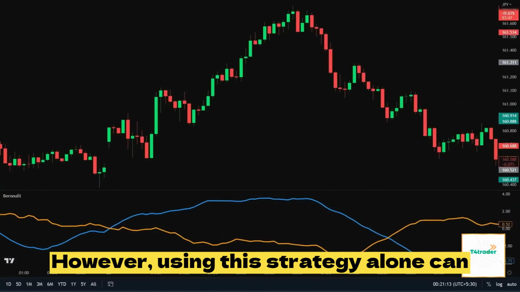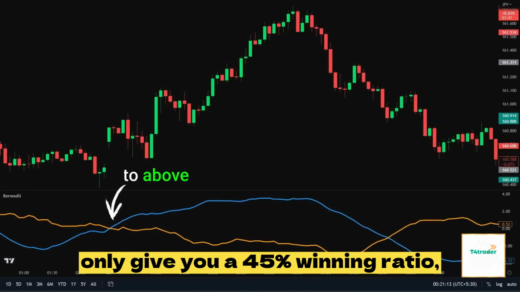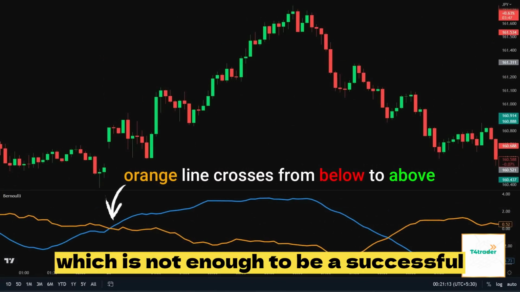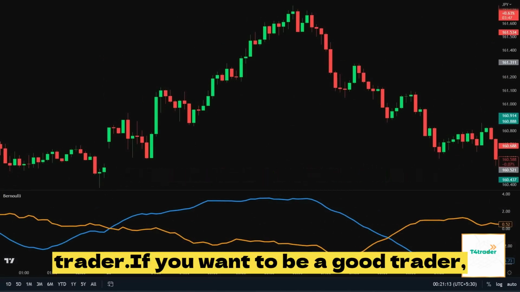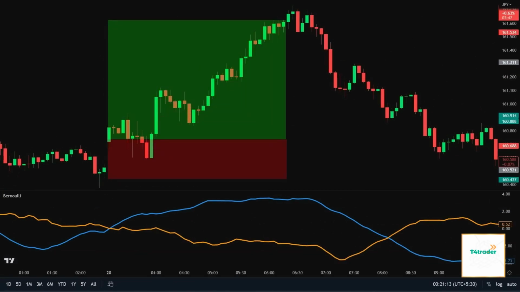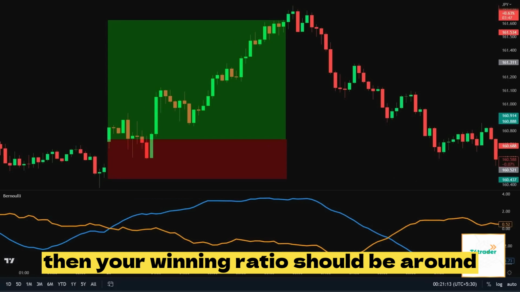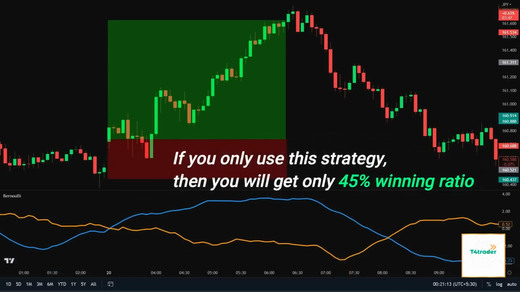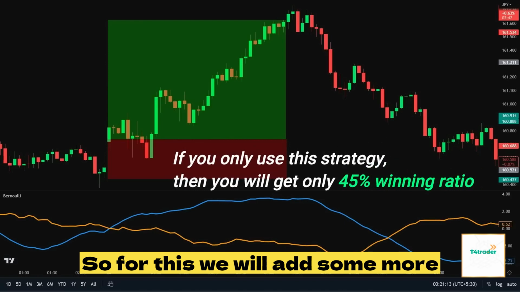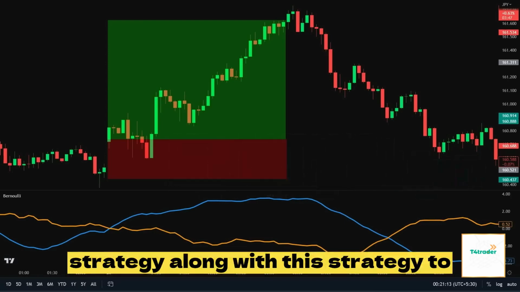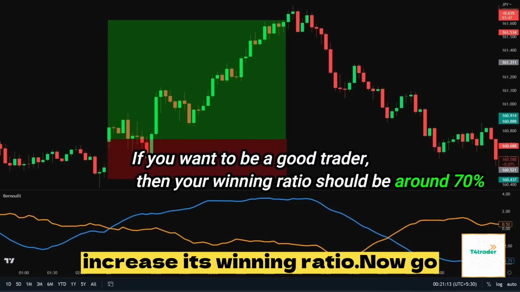However, using this strategy alone can only give you a 45% winning ratio, which is not enough to be a successful trader. If you want to be a good trader, then your winning ratio should be around 70% or more. So, for this, we will add some more strategy along with this strategy to increase its winning ratio.